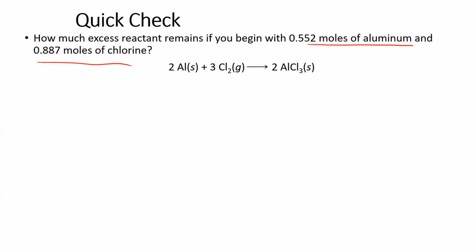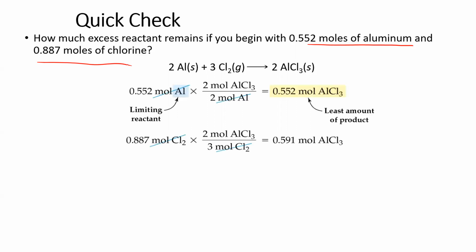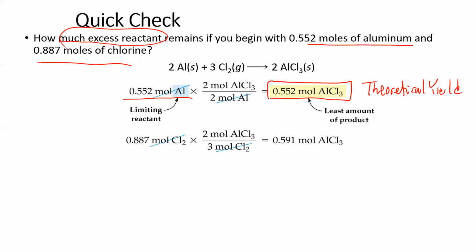The only way to do that is to do what we've been doing all along, the double stoich. We set up our double stoich just like we did previously, and we realize that the smaller amount is our theoretical yield. This is the theoretical yield, what we get on paper, the smaller amount. The limiting reactant is what gets used up first. But what we want to figure out is how much excess remains.